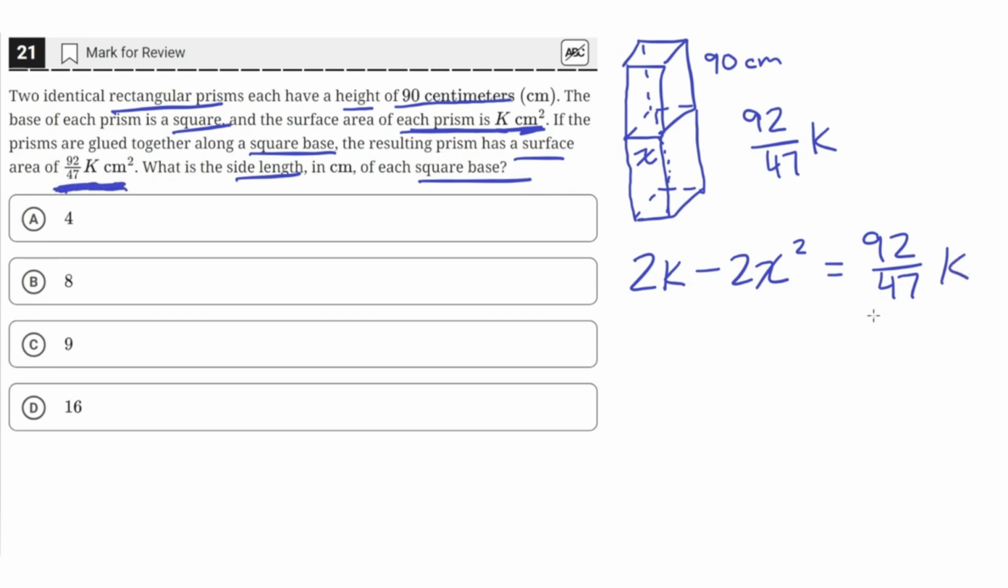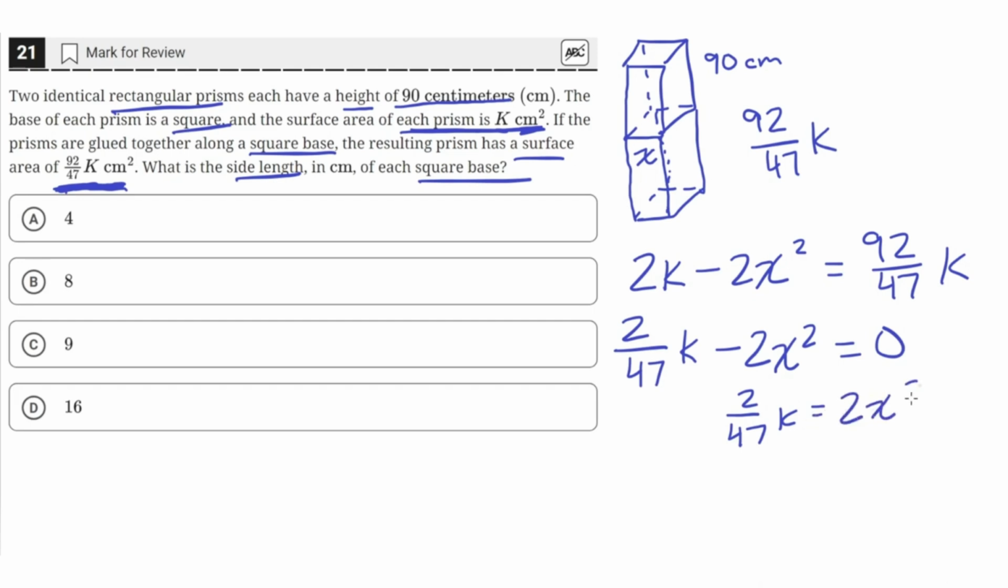So let's move this 92/47 k to the other side by subtracting it from both sides. So 2 minus 92/47, if you put that in your calculator, is just equal to 2/47 k, minus 2x squared, and that'll be equal to 0. And if we move this to the other side by adding it to both sides, we'll get that 2/47 k is equal to 2x squared. And we can further simplify that to k equals 47x squared. So now we have that k equals 47x squared.